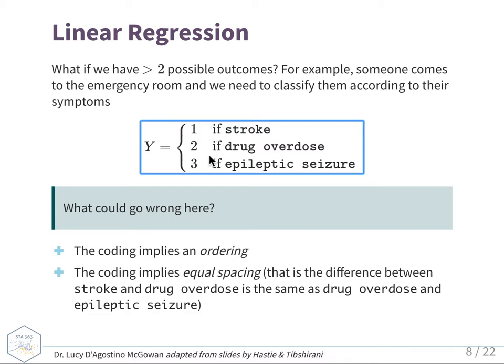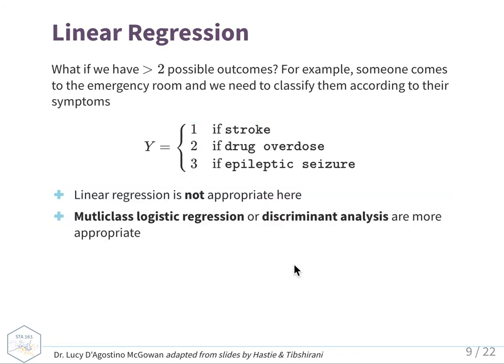The second problem is that the coding also implies equal spacing. That means the difference between a stroke and a drug overdose is the same as the difference between a drug overdose and an epileptic seizure. That also is not a good assumption for this classification problem. So there are two problems with using linear regression when you have more than 2 classes: the first is that it implies an ordering, and the second is that it implies spacing, depending on how you've picked those values. So linear regression is not appropriate here under any circumstances. In this case, you want to do either multi-class logistic regression or a discriminant analysis.